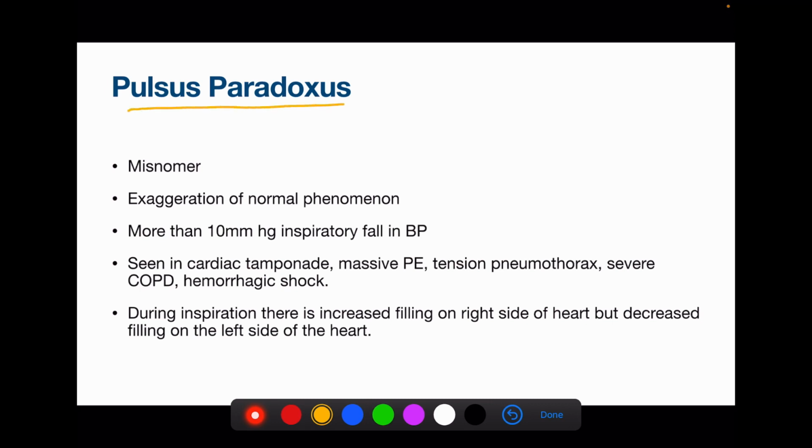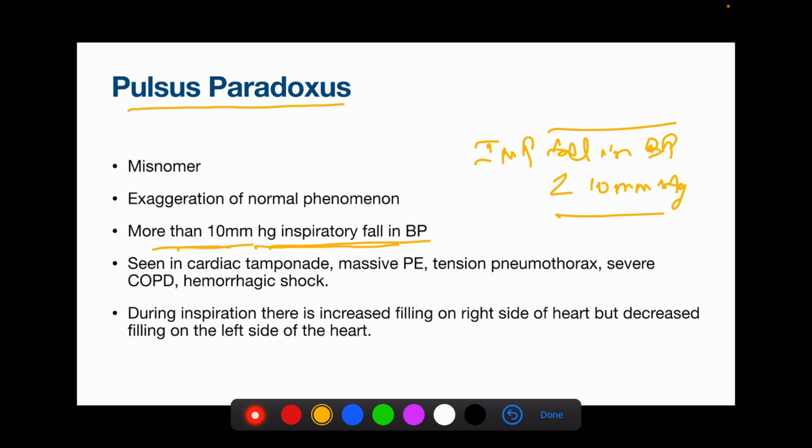Pulsus paradoxus is actually a misnomer. I call it a misnomer because it is an exaggeration of a normal phenomenon. Normally, when a person breathes in, there is going to be an inspiratory fall in blood pressure. Inspiratory fall in BP is always going to be there, but it's going to be less than 10 millimeters of mercury. If it is more than 10 millimeters of mercury, it can be appreciated clearly, and in that condition we call it pulsus paradoxus. So nothing paradoxical about pulsus paradoxus. It is just an exaggeration of the normal phenomenon, and it's actually a misnomer.